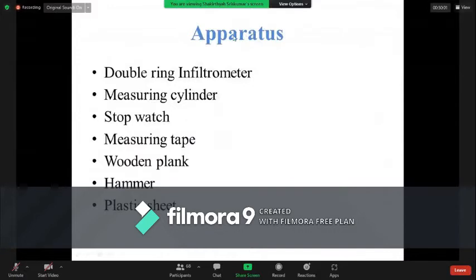Next, we will discuss what are the apparatus we are going to use for this practical. First one, the double ring infiltrometer. Then measuring cylinder, stopwatch, measuring tape, wooden plank, hammer, and plastic sheet.